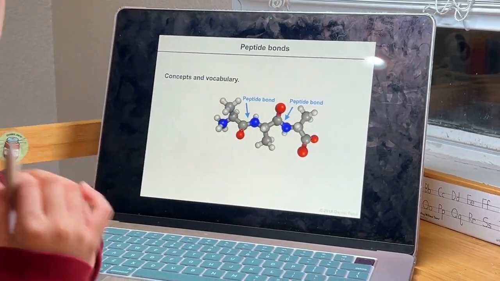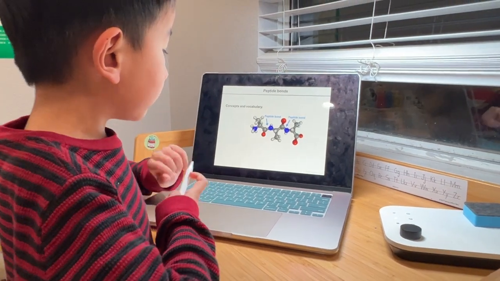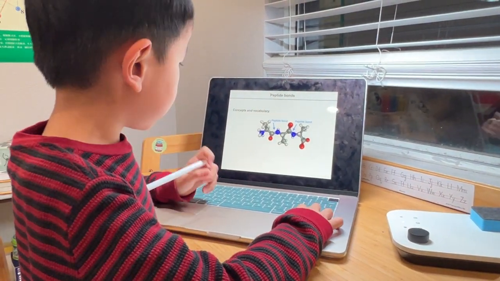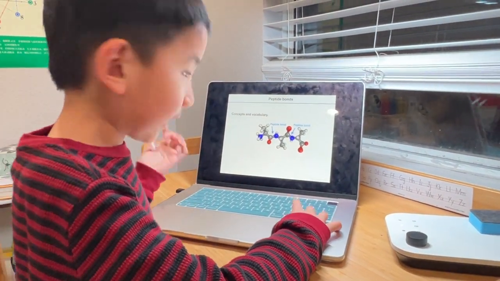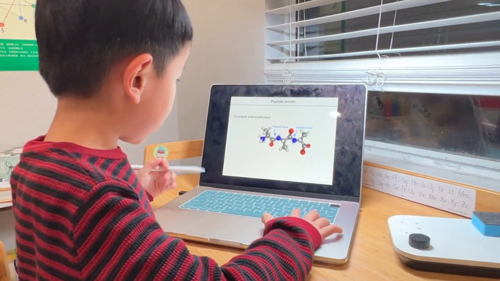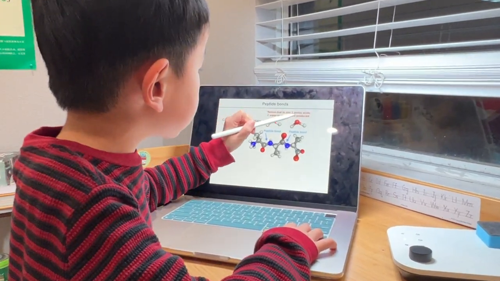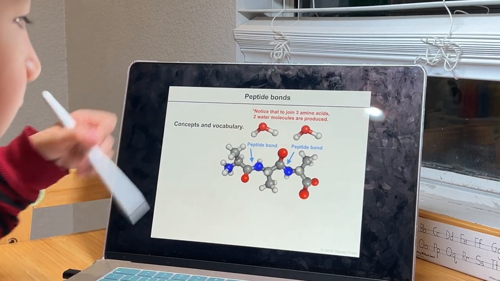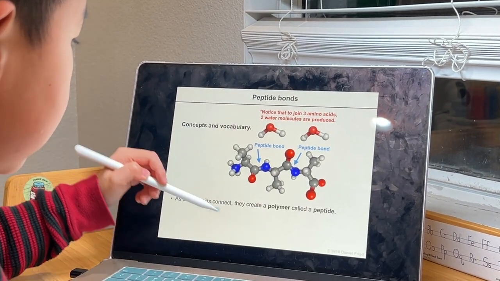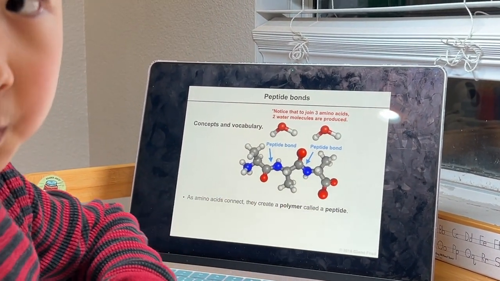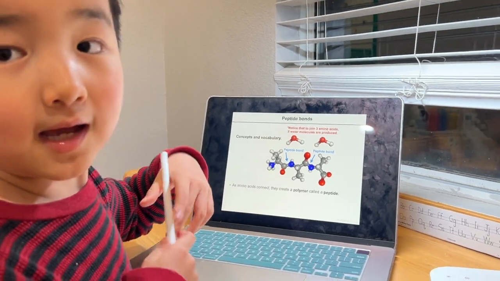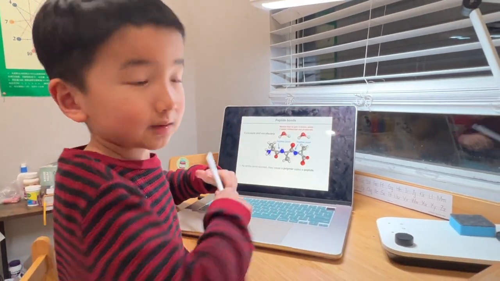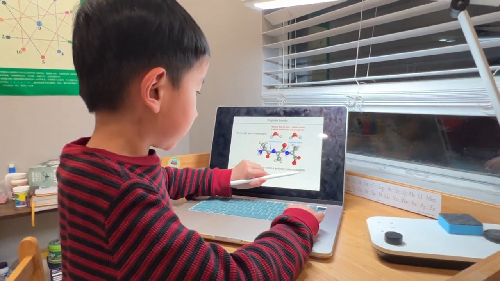Now, when you draw these, I want you to do the thing that we need to talk about in a minute. It's very important. It's called chirality, which we probably talked about in the last episode. Notice that to join them, two other molecules are produced. When amino acids connect, they create a polymer called a peptide. We've done polymers before in episode 4 where we did plastics. It's the same, but it's called a peptide.